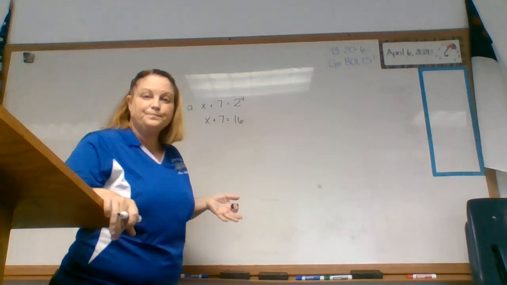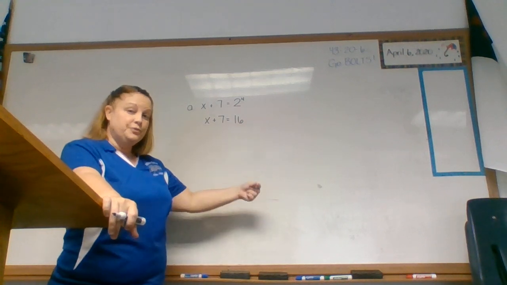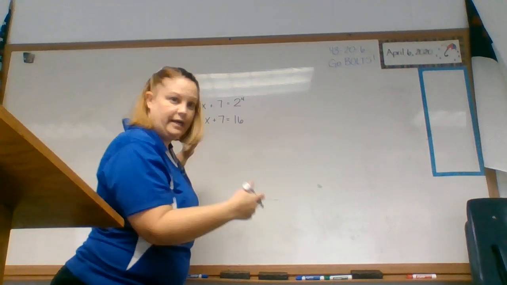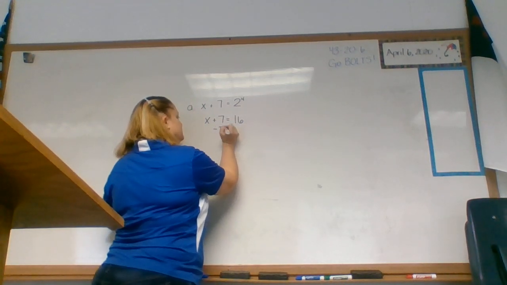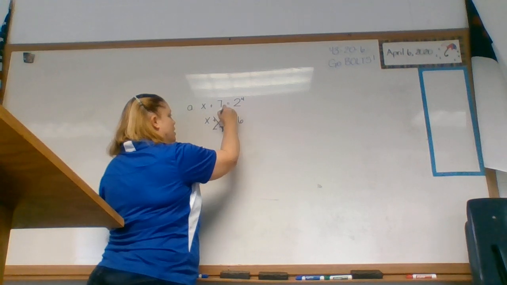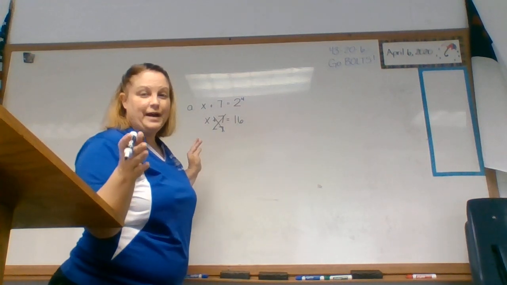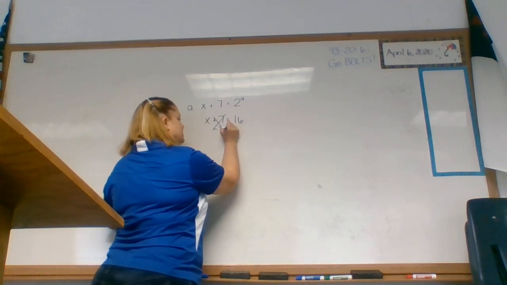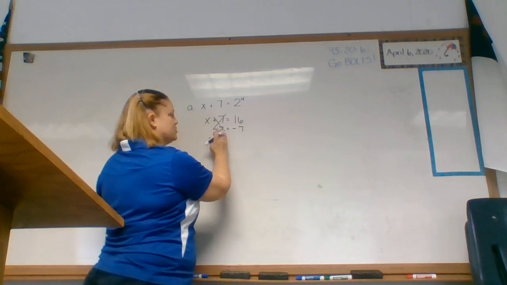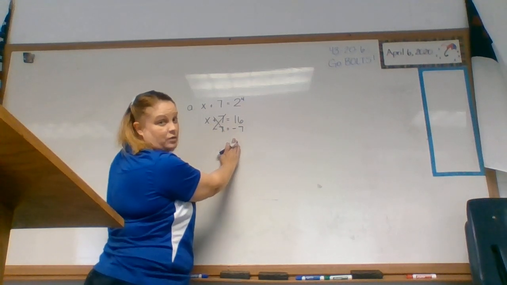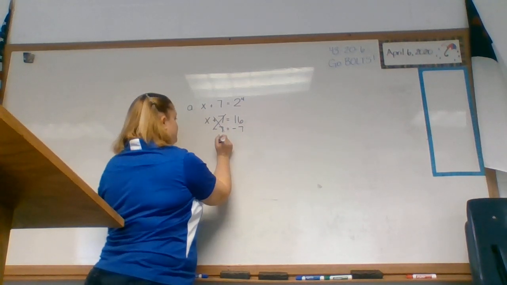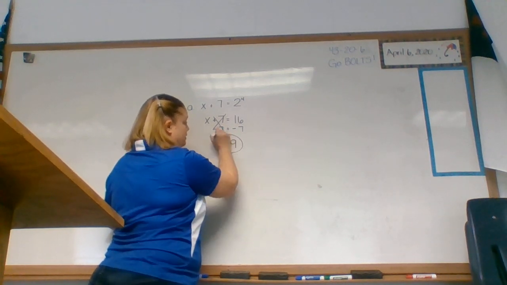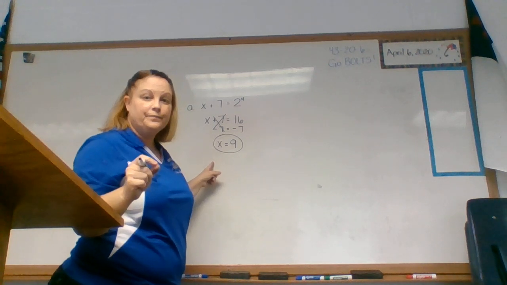What's our next step? Undo the operation with the variable. How do we undo adding 7? We take it away so that this is gone. But what is the rule we have to remember? This is a balance. What we do to one side, we have to do to the other. So if I subtract 7 here to keep it equal, I have to subtract 7 there. X now equals 9. How do we check?